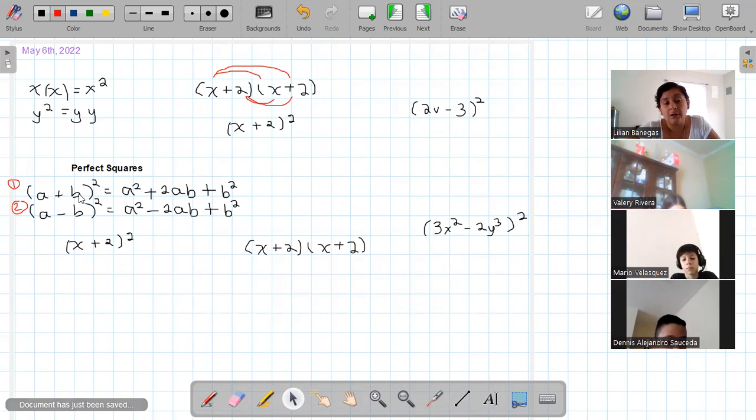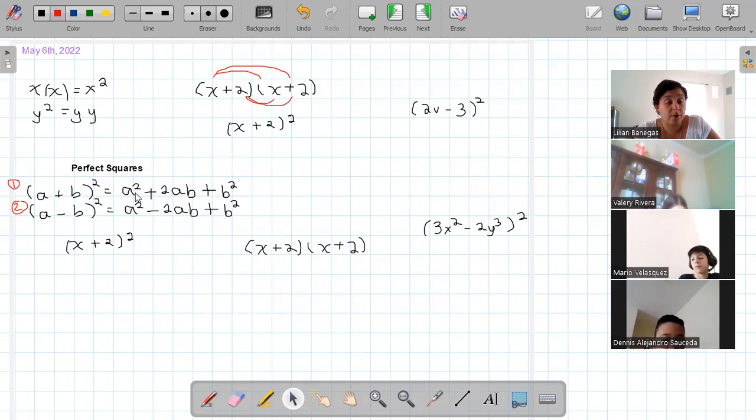So we are going to say, identifying A as the first monomial and B as the second monomial: the first monomial to the square, plus, because this is an addition, 2 times the first monomial times the second monomial, plus the second monomial to the square. And if it is a subtraction, it is basically the same thing, except that instead of an addition, we have a subtraction in between our first and second term, okay? So these two formulas are called perfect squares, okay?